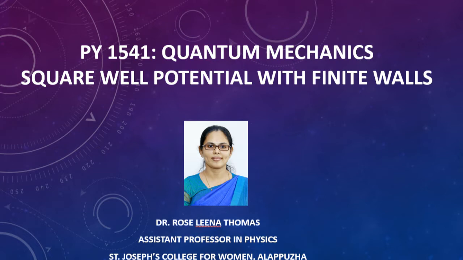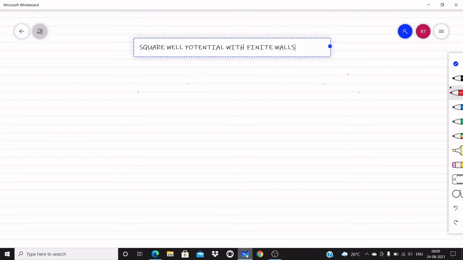Good morning, friends. Today we are going to learn about square well potential with finite walls. In the previous class, we already have an idea of how the problem of a particle in a box, or a particle trapped in an infinite square well potential, is analyzed.